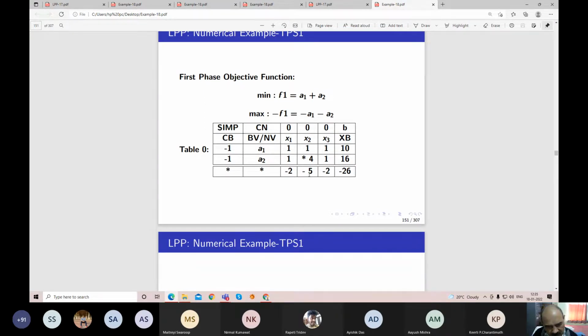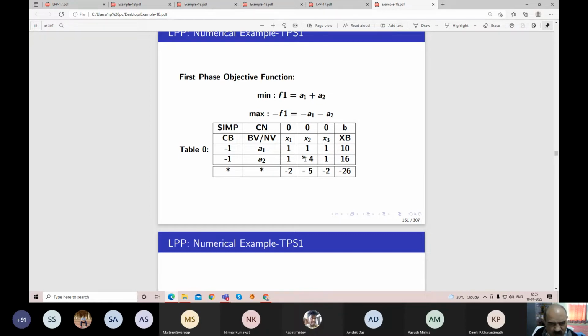-5. With respect to the most negative element, there are 3 columns, so the second column, the x2 column, comes into the picture. We take the positive ratios: 10 divided by 1, that is 10, and 16 divided by 4, that is 4. Among these two ratios, we take the minimum ratio, which is 4. The 4 has a star mark.